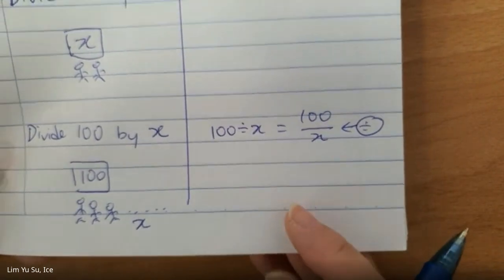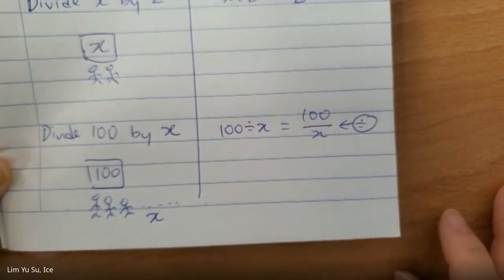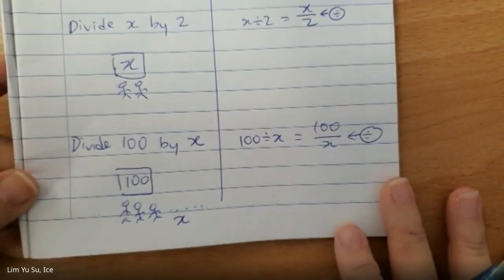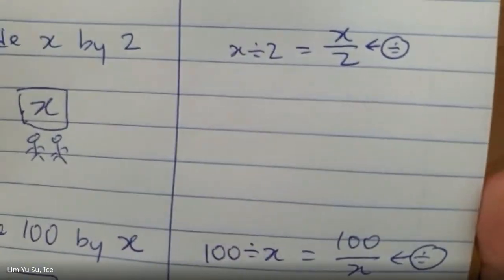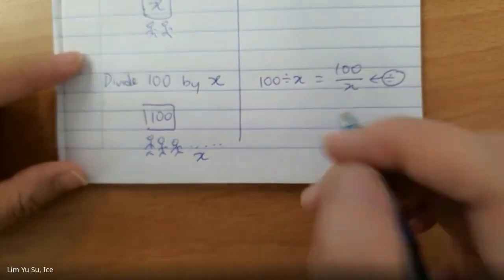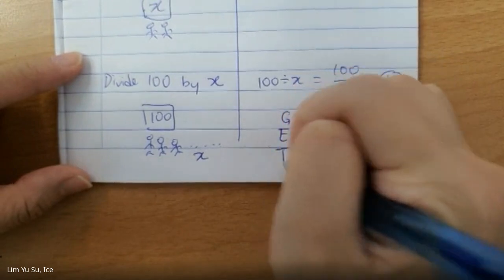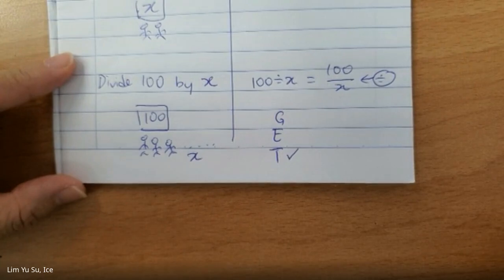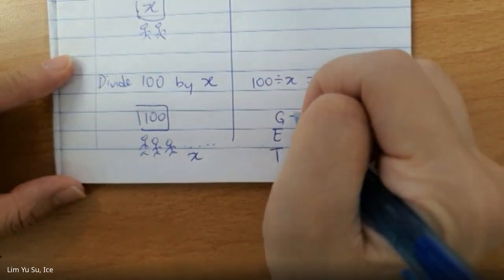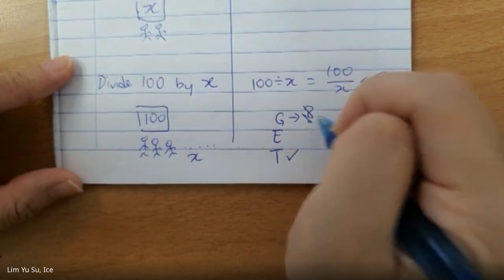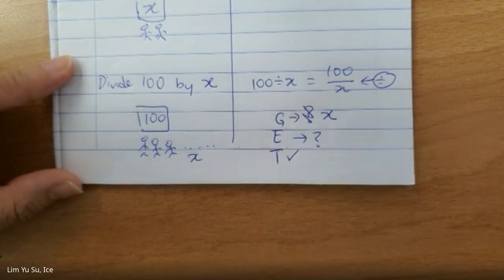Okay. Now, I'll simplify this a bit more by writing my GET fact. Let me go back to the first part. Is this okay? Or I go backwards a stage? So in this case, I know groups, each, and total. I have the total. The number of people I don't know. Sorry, the number of people is X. I want to find out how many each person gets.